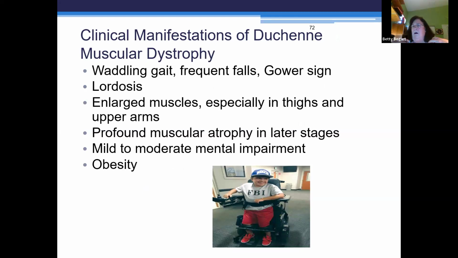So big arms and thighs, calves, and that lordosis, that waddling gait and falling, and then something called Gower sign, something I do to get off the floor all the time. I crawl up my legs with my hands to get up. When I'm stiff, I'm going to crawl up my own legs. Well, they do that normally.